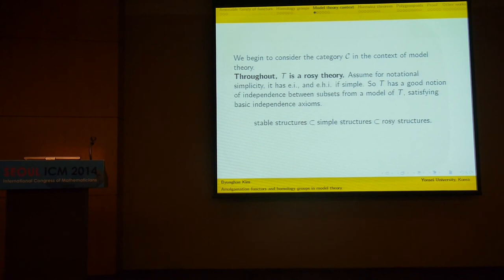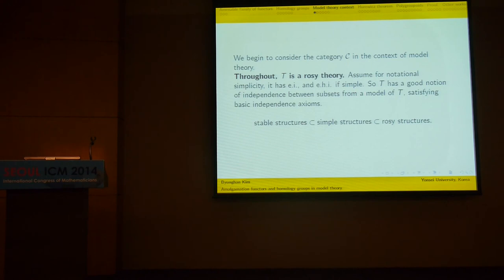So now I'm going to talk about model theory. This is a very condensed way of explaining what has been developed so far in model theory. Throughout, T is a rosy theory, which means the key for this model is model theory. For notational simplicity, it has elimination of imaginaries, and if it's T simple, elimination of hyperimaginaries. So rosy means that there's a good notion of independence between subsets of any model of T.